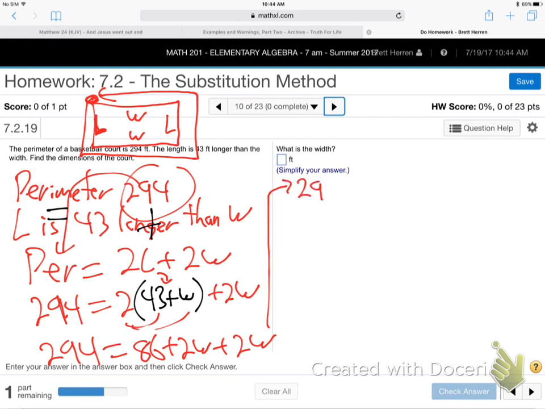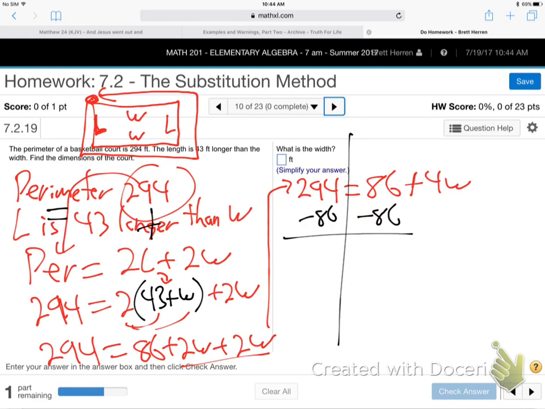So 294 is 86, 2W and 2W is 4W. Right? And now here's the wall. W wants to be alone, so subtract 86 from both sides. So these cancel, so 4W is something. 294 minus 86 would be 210. Is it 208? And then divide by 4.